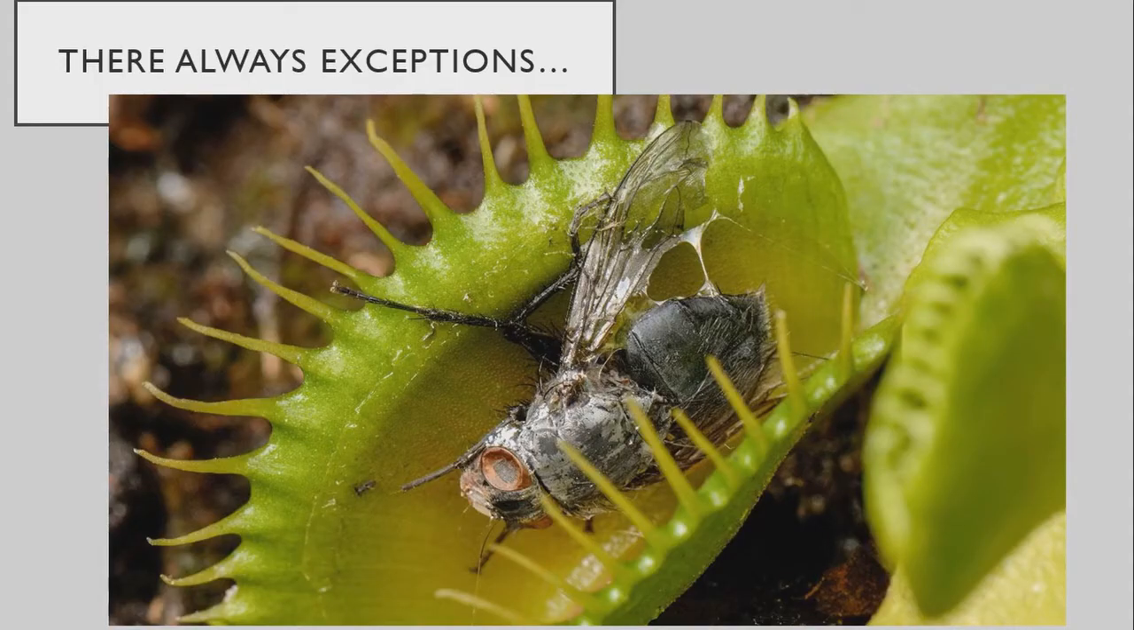Of course, there are always some exceptions to this. This is the Venus flytrap, a famous plant that will eat insects and lure them in and then trap them and consume them slowly over time. The reason it does this is because it lives in an environment where there is very, very little nitrogen in the soil, and so it has to get its nitrogen from eating animals. So kind of a reverse of the normal.